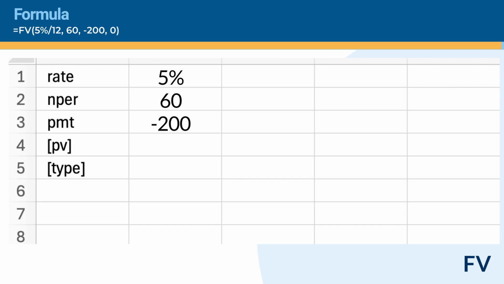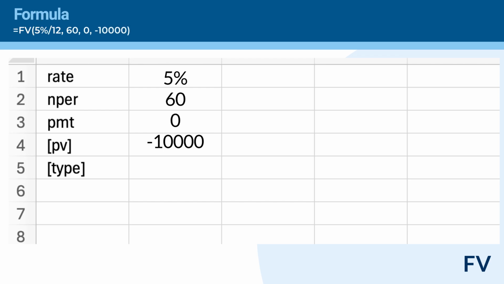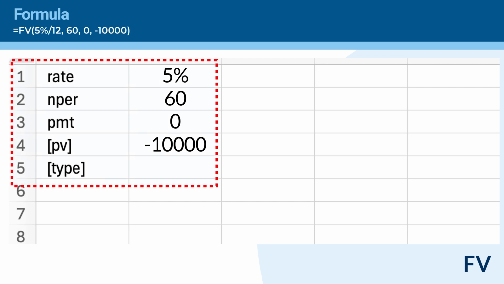Please note, in financial functions like FV, we use negative values for the PMT, payment, and PV, present value, because these represent cash outflows, money that you are paying out or investing. This formula will return the future value of the investment, which is approximately $13,387.79.